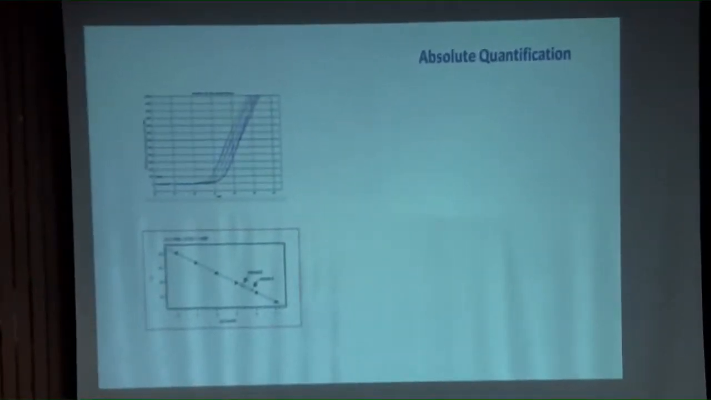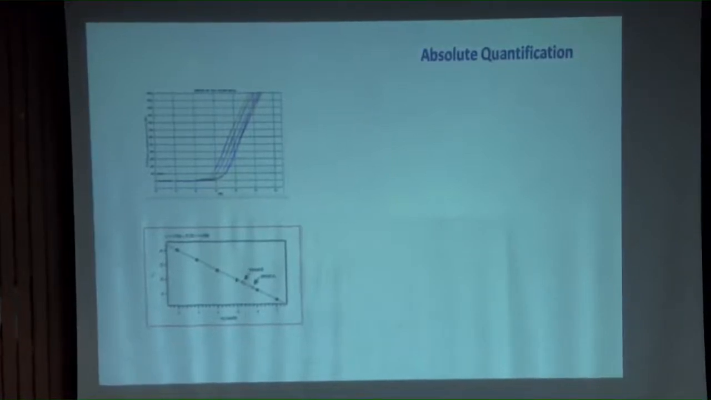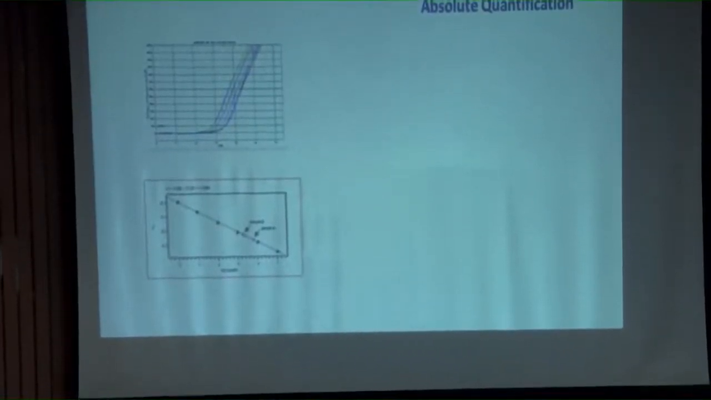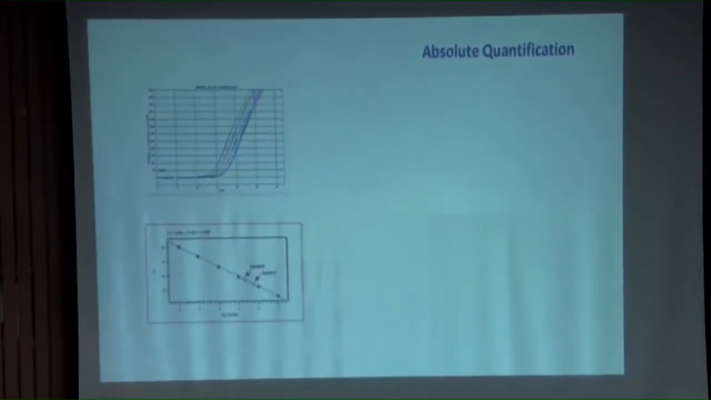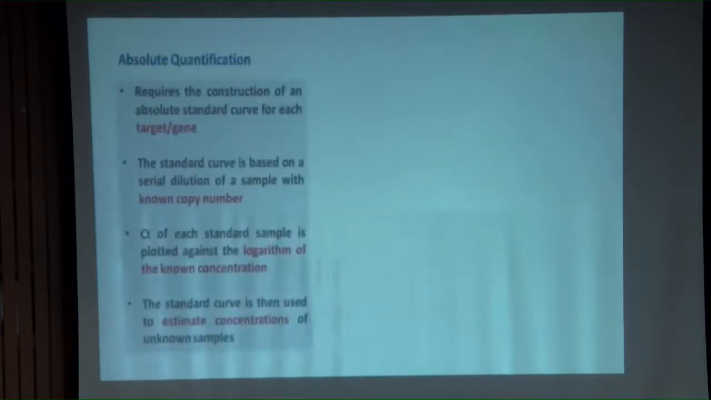This is nothing but any other spectrophotometer reading only. You have a standard curve and decode the quantity based on the standard curve method, right? So this is absolute quantitation. It requires the construction of an absolute standard curve for each target. The standard curve is based on the serial dilution of a sample with a known copy number, and the CT of each standard is plotted against the logarithm of the known concentration. The standard curve is then used to estimate the concentration of your unknown test material.